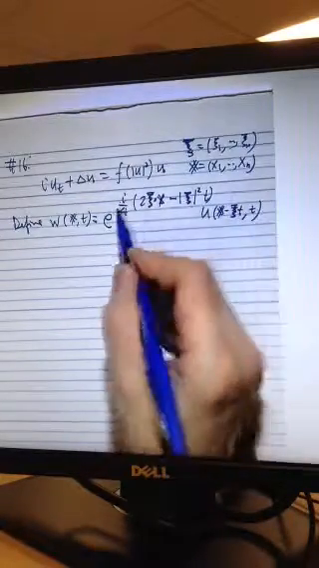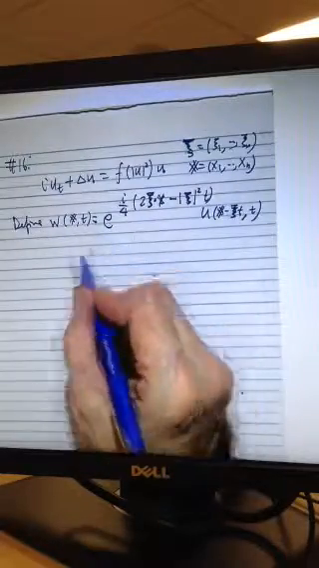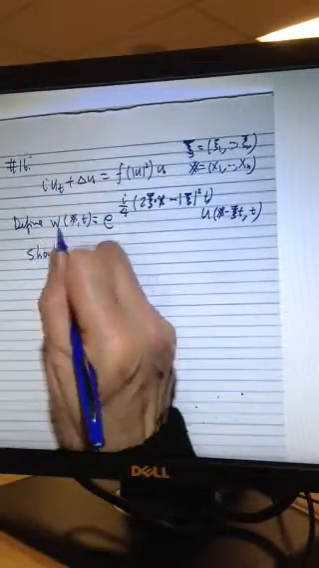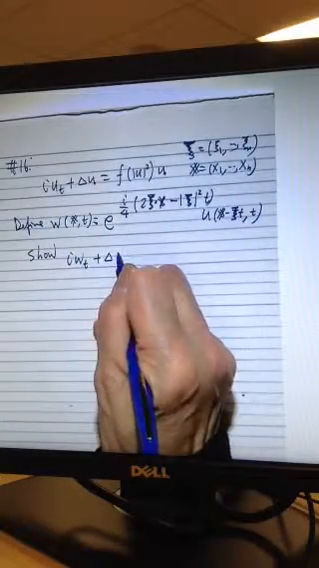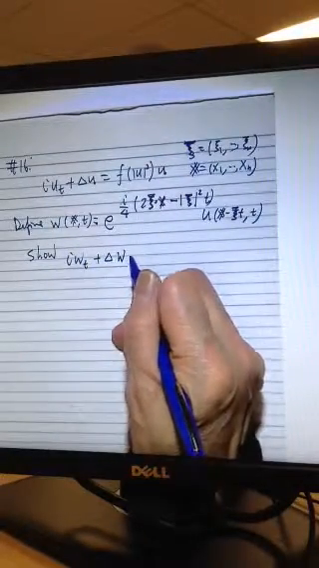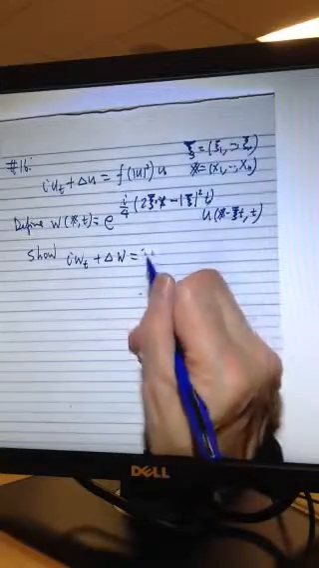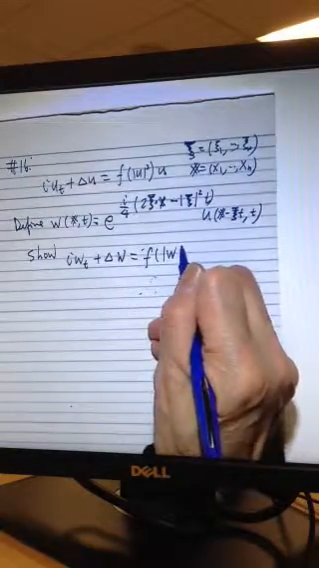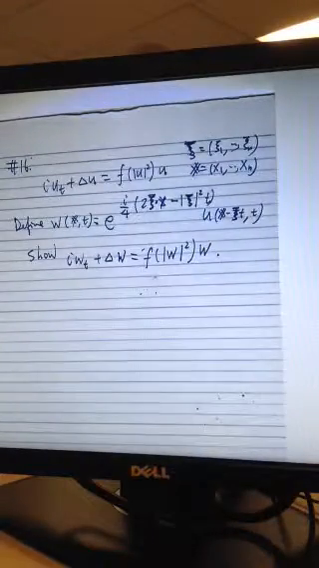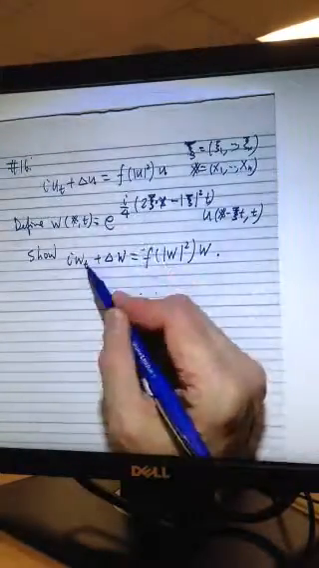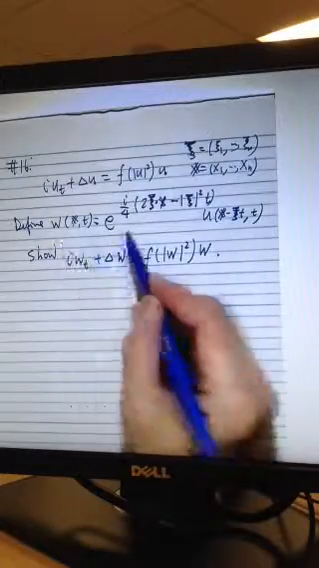So define this, and then the question is to show that w satisfies the same equation: i w_t plus the Laplacian of w equals f of |w|^2 w. That's one way to show it satisfies the same equation. Basically we just take derivatives.